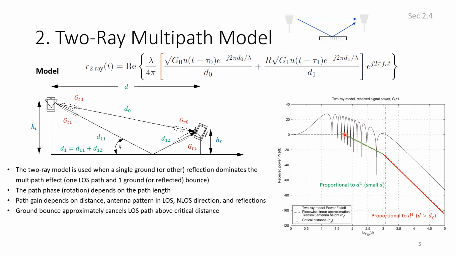And the average decay slope is proportional to d squared. This is like free space. Free space was just a slope going down. But now we can see that we have more details. After a critical distance, which we call DC, the decay becomes proportional to d raised to power 4. So this is the critical distance. We have a piecewise linear approximation shown here, with a slope of d squared, and then after the critical distance the decay becomes much faster.